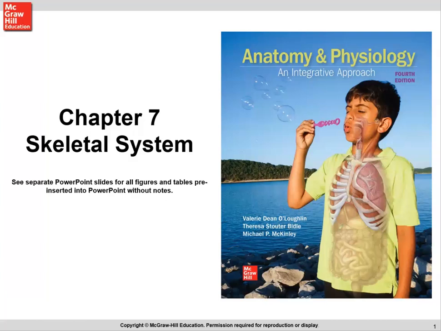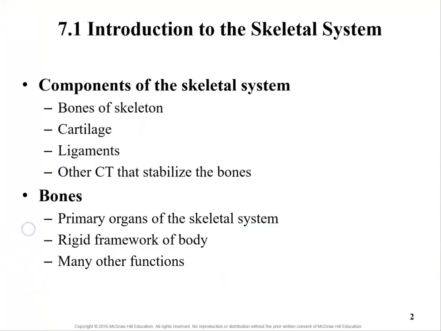Okay, now let's move on to the skeletal system. So the components of the skeletal system are going to be the bones, obviously, but also cartilage, ligaments, and any other connective tissue that helps stabilize the bones. Bones are going to be the primary organs of the skeletal system. They provide a rigid framework for the body. They aid in movement. They are levers, basically, that your muscles pull on.